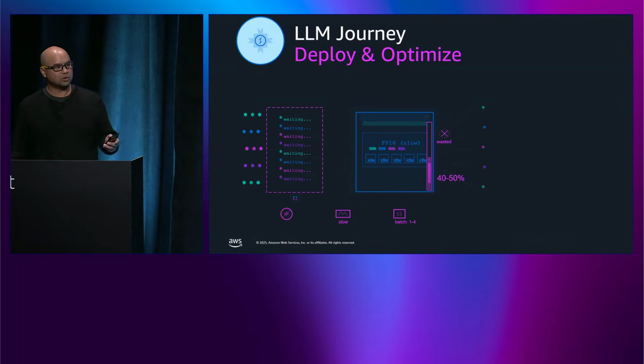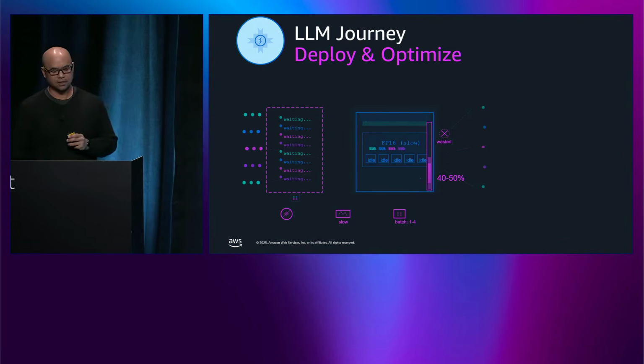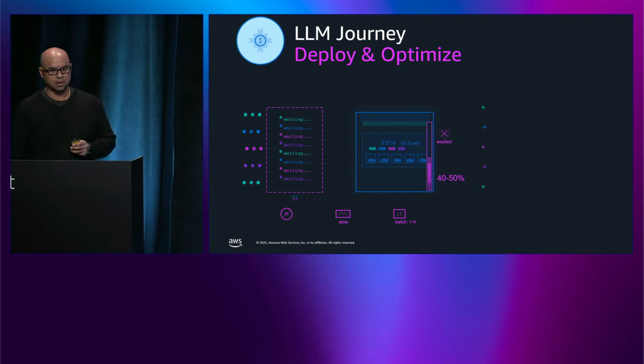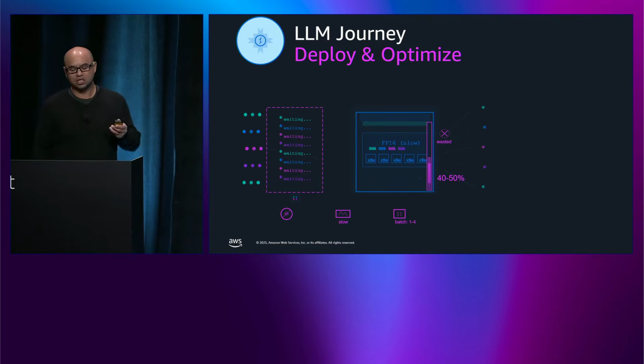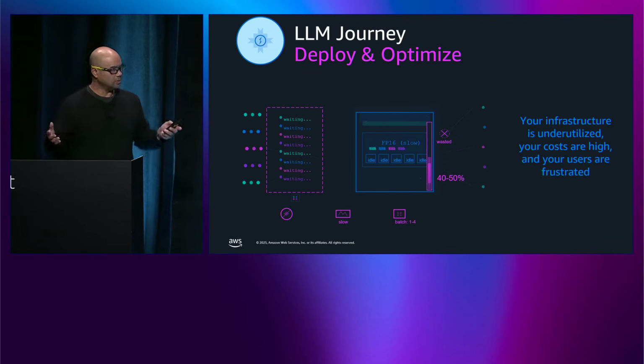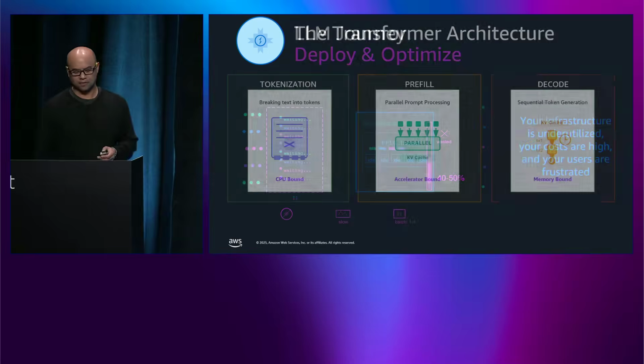Okay, so maybe you've gone to Hugging Face and picked a model. You download the model and use the Hugging Face Transformers library, and maybe you put it behind a web server such as FastAPI or Flask. By doing that, you can only achieve 40 to 50% utilization of your GPU, right? And so you need some kind of optimizations in order to maximize the resources that you are using. So, just by taking a model and deploying it, your infrastructure is underutilized, your costs are high, and your users might be left frustrated.